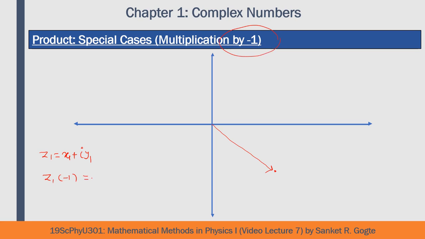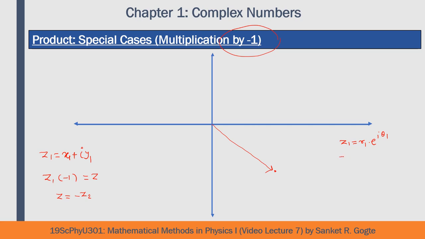Let's say this multiplication is equal to z. Even if it seems pretty much clear here that it is going to be -z1, we want to see from a geometrical point of view what is happening when we multiply that complex number by -1. Let's write z1 in exponential form, r1 into e to the power i theta 1.